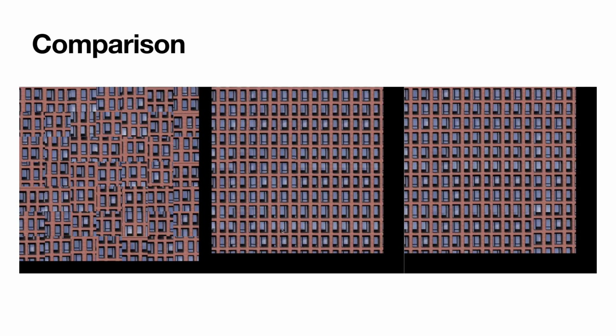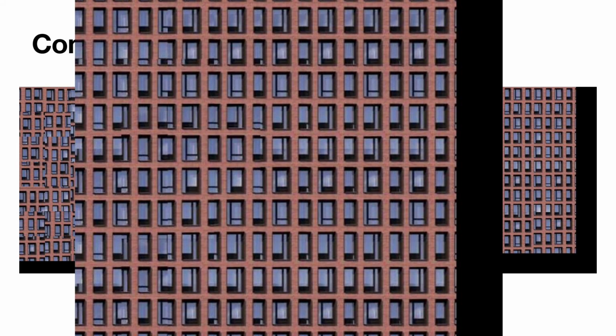So here's a side-by-side comparison of the 3 results from the 3 methods. But now, you might think the latter 2 are similar. Let's take a closer look. So this is a zoomed-in version of the second one. Once it's zoomed in, you can see that it has a lot of artifacts. Here, for example, you can see that the window is not aligned.